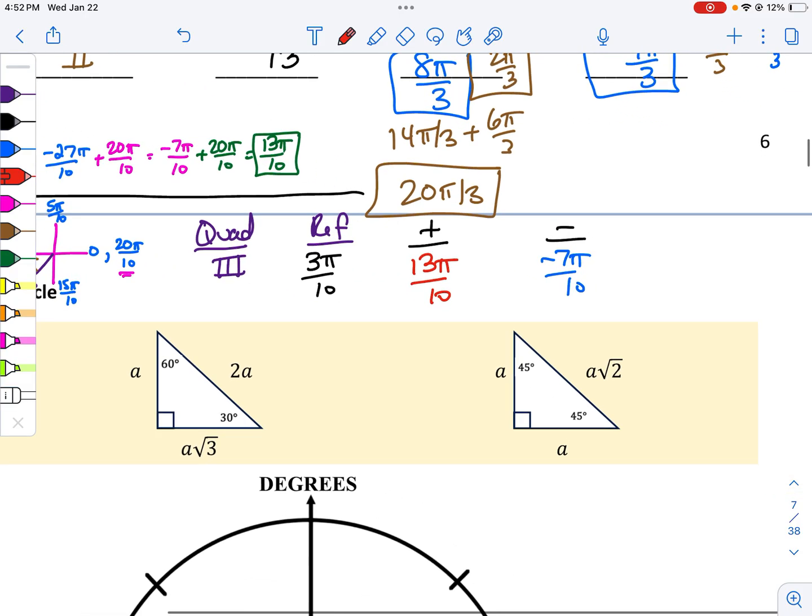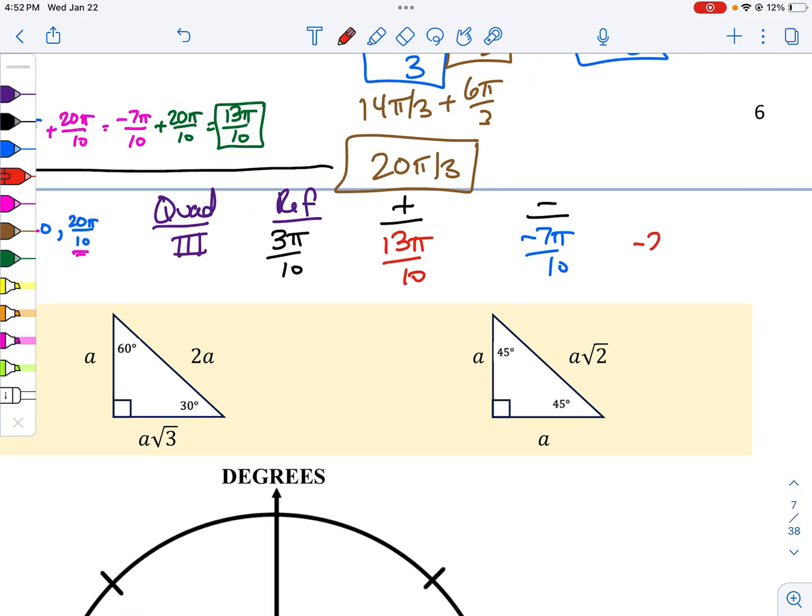Okay, for the negative coterminal angle, I also could have taken negative 27 pi over 10 and subtracted another 20 pi over 10. So I would have had negative 47 pi over 10. That would be another example of a negative coterminal angle. So you can either add 2 pi or subtract 2 pi. It all depends on when you add 2 pi, does that angle stay negative or does it go positive?